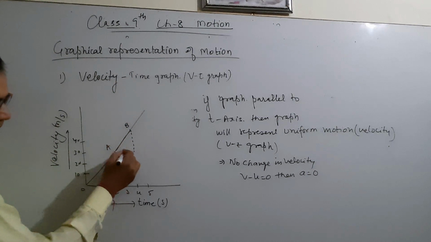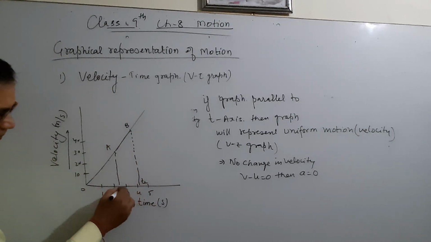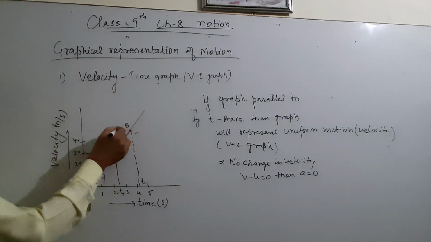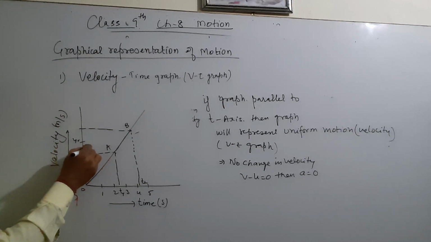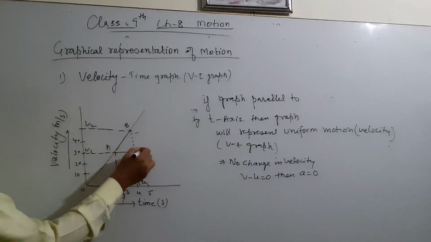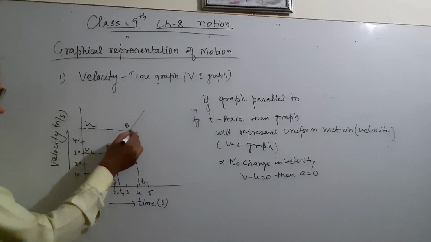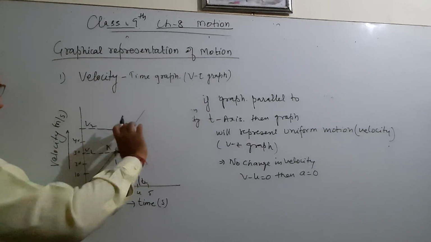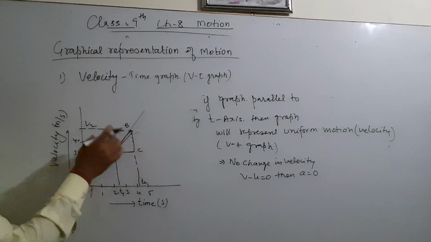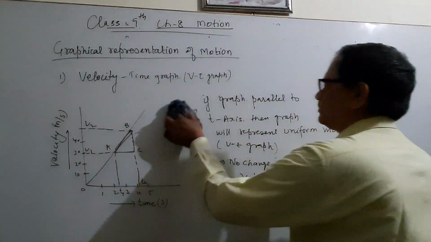How can we calculate the acceleration? If we draw a perpendicular, here is T2, here is T1, and draw a horizontal line which is perpendicular to the y-axis. Here is V1, here is V2. This is C. It means this slope depends on the x-axis and y-axis. This is change in velocity and this is time taken by the object. And how can we calculate the acceleration graphically?